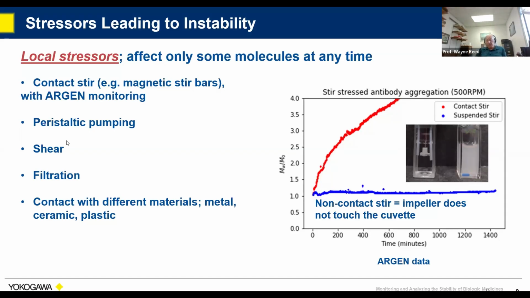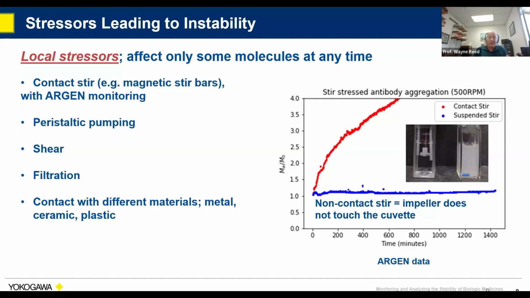Other types of mechanical or local stressors: peristaltic pumping. Often thought to be a gentle way of pumping because there's no pistons and hard surfaces. You just have a malleable tube and rollers that express the liquid through it. Going through those rollers actually damages the biologics quite a bit. And so you have to be very careful with that. Any other type of shear can do it.